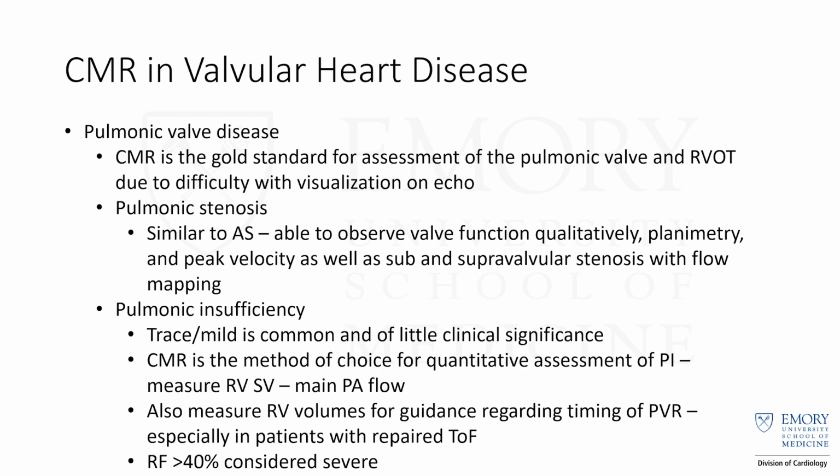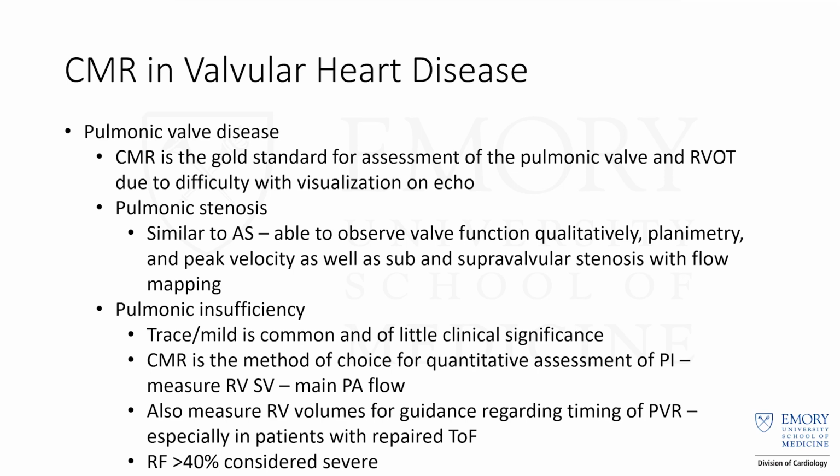So I'll talk just briefly about pulmonic, and then we'll probably be done. CMR is the gold standard for assessment of the pulmonic valve due to the difficulty with visualization on echo. Pulmonic stenosis you measure similar to AS on MRI. You're able to get the planimetry of the valve, measure the valve function qualitatively, just because you can see it well, you can see how well it opens, and you can get your peak velocities there.